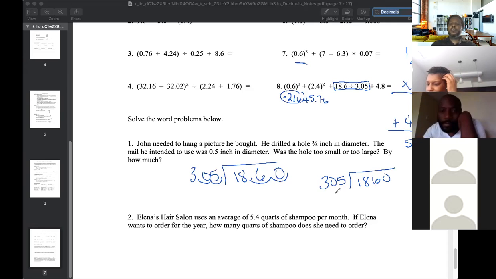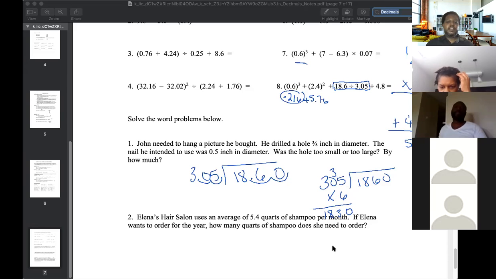Okay. So we have to figure out how many times 305 goes into 1860. We can think about it if we just cover up the 0 and the 5, and we just look at the 18. How many times does 3 go into 18? 6 times. So maybe if we multiply this by 6, we might be on the right track. Let's see. What happens when we multiply this by 6? We get 1830. That's pretty close, right? We're not going to get any closer than that. So it goes in 6 times.